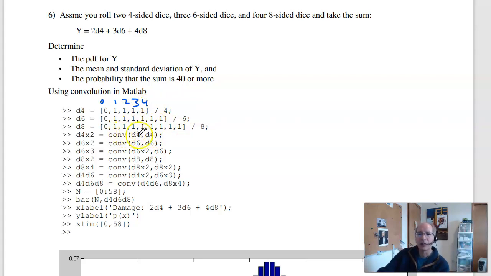I convolve a 4-sided die with a 4-sided die, I get 2d4. A 6 and a 6 gives me 2d6. 2 plus 1 gives me 3d6. An 8 and an 8 gives me 2d8, and then 4d8. Combine these. I wind up with 2d4 plus 3d6 plus 4d8.